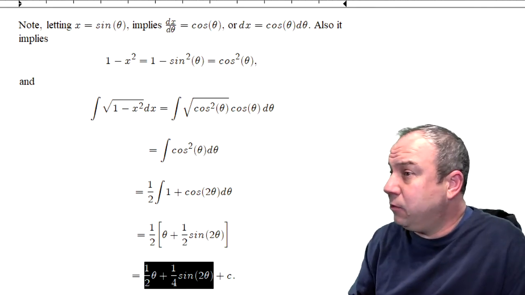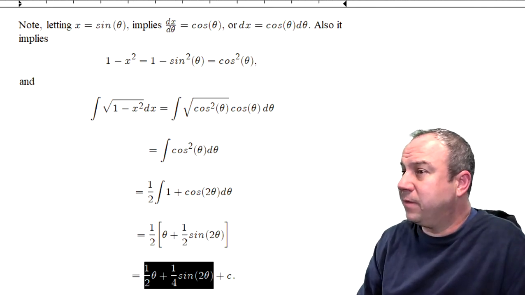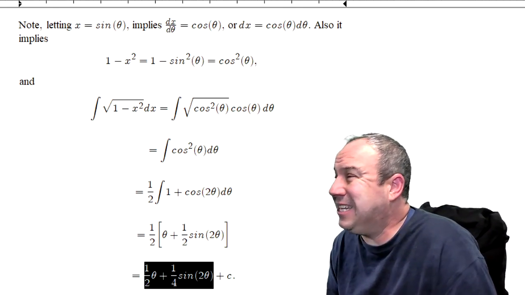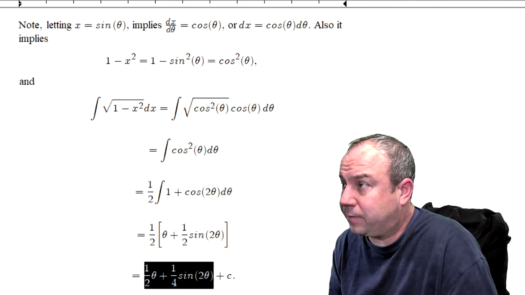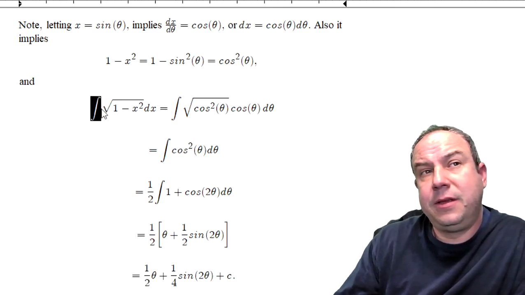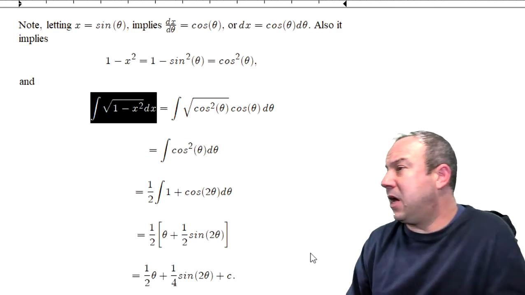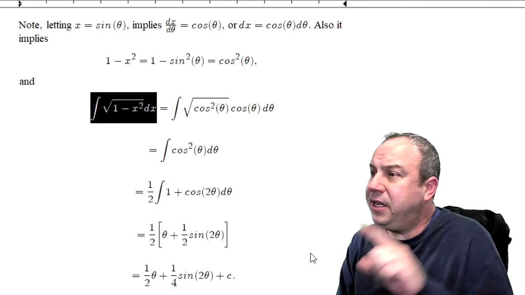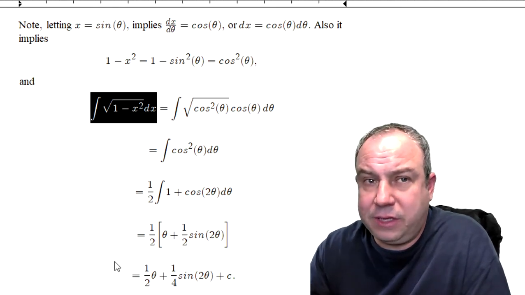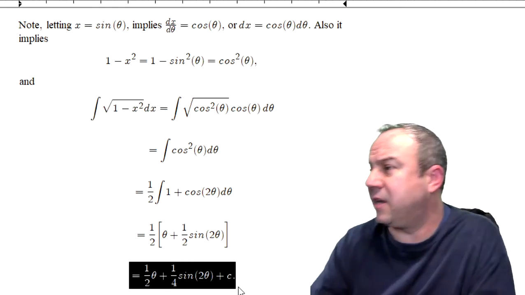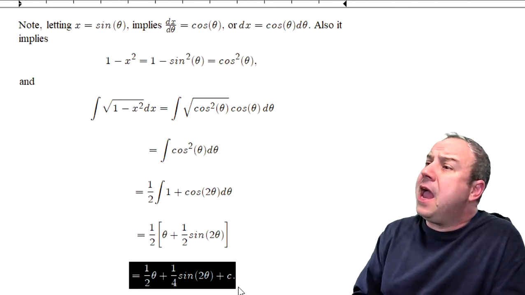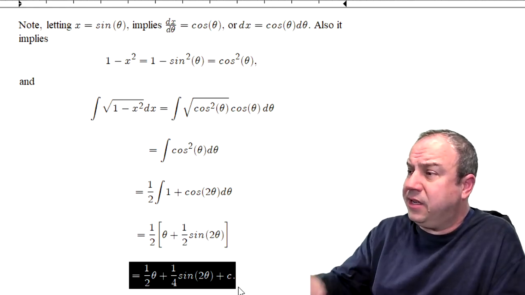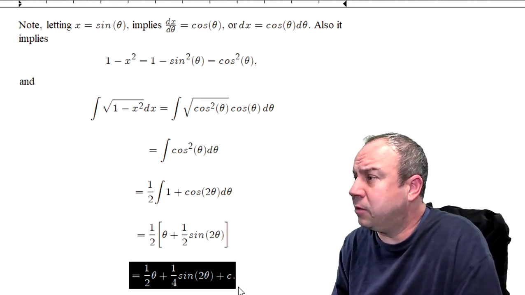A lot like U substitution, this antiderivative is being presented in terms of theta, where initially my integration is in terms of the variable x. I need to take that integration result in terms of theta, this antiderivative in terms of theta, and rewrite it into a result that's in terms of x.